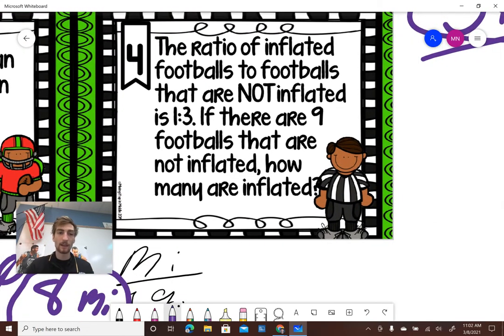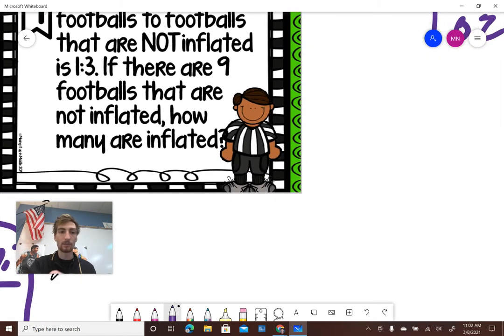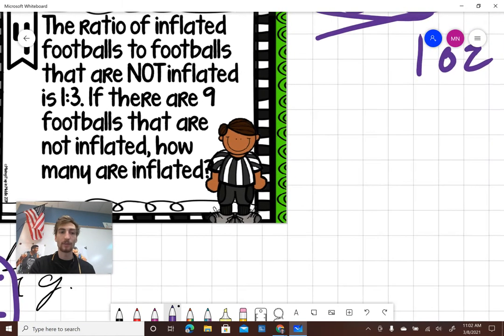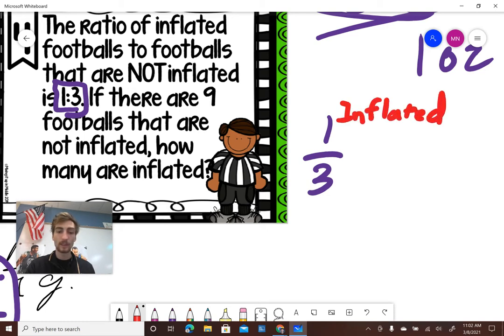All right, so we have question number 4. The ratio of inflated footballs to footballs that are not inflated is 1 to 3. If there are 9 footballs that are not inflated, how many are inflated? All right, I'm going to do this one as a ratio set up in terms of a fraction. So it has it written as 1 over 3. And remember, that's going to be footballs that are inflated as the 1. And then the non-inflated is going to be on the bottom.